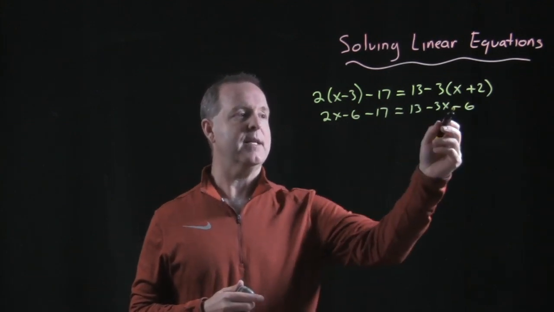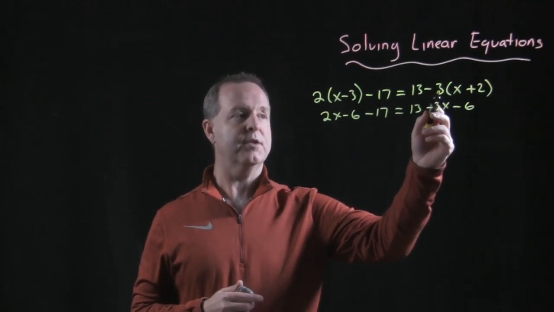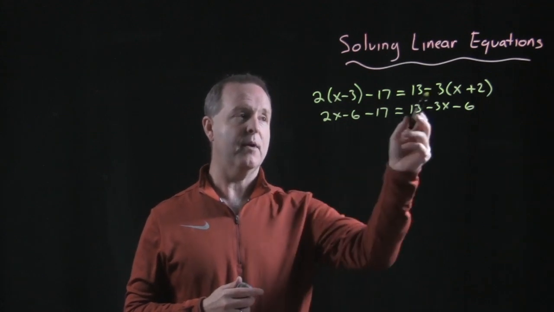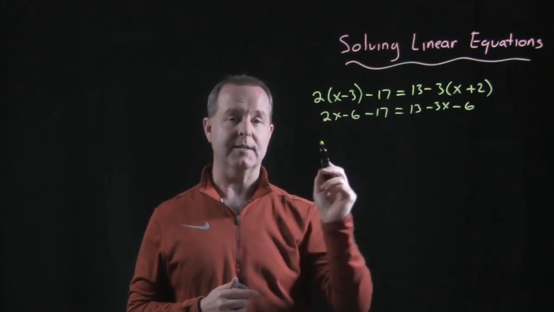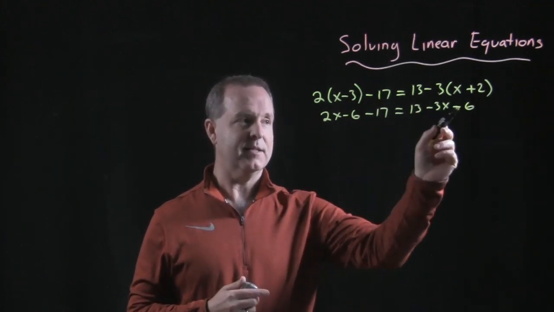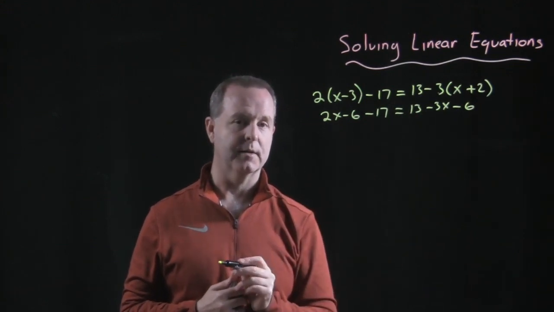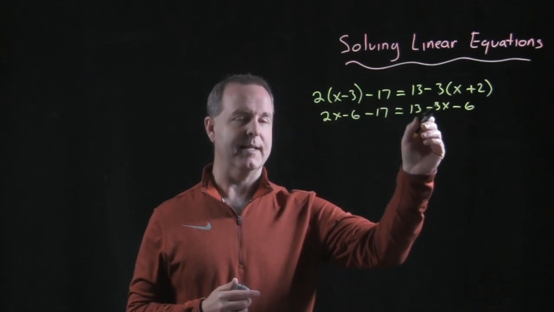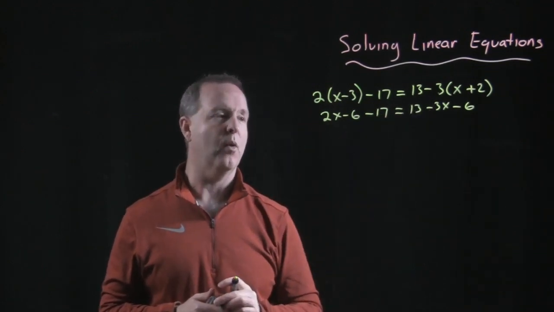Sometimes somebody might just leave that as a positive 6 because they distributed this 3 across the 2. But we need to remember that there's a negative or subtraction here that's also in play. This is the place where I see most mistakes occur. So if that's you, go back and really cement in your head what's happening there and why.